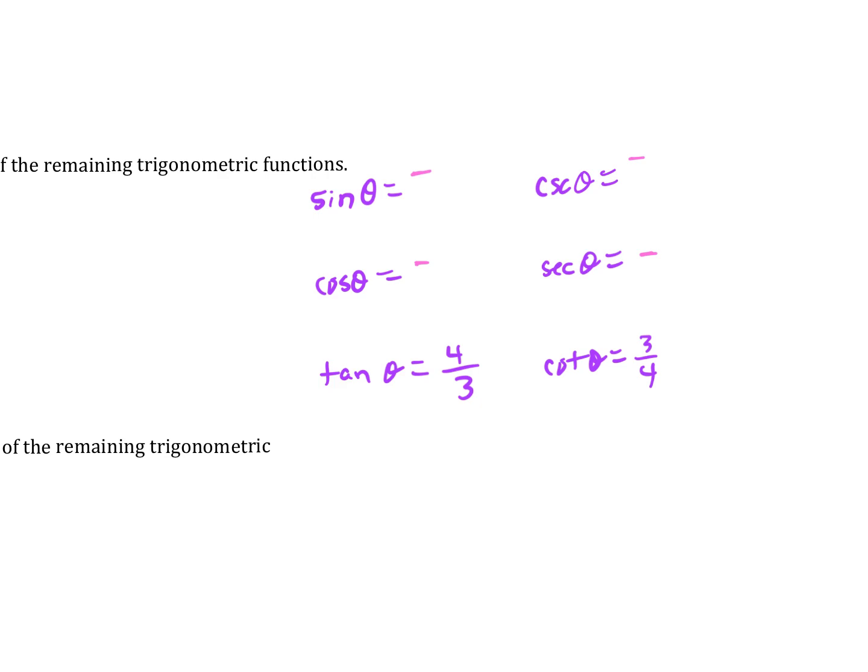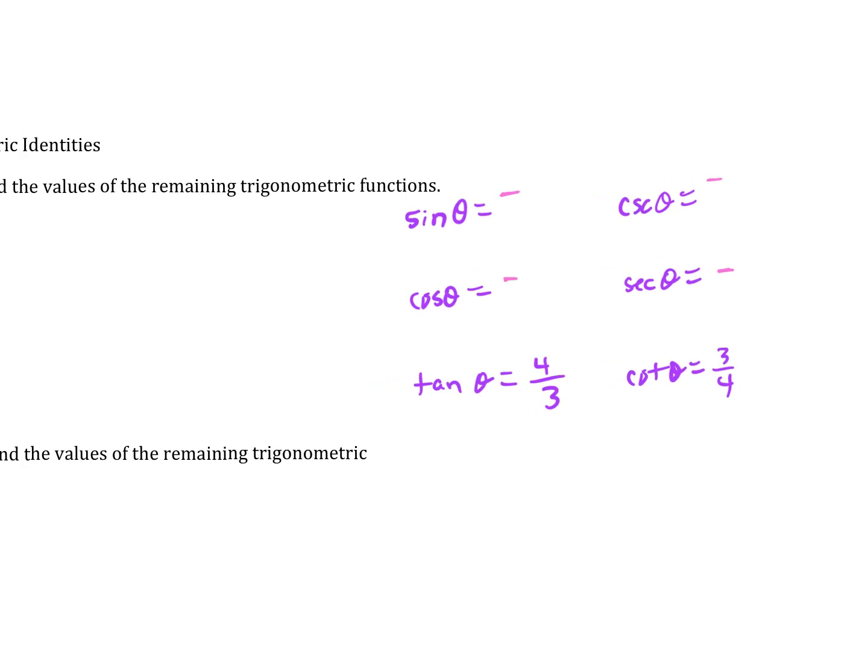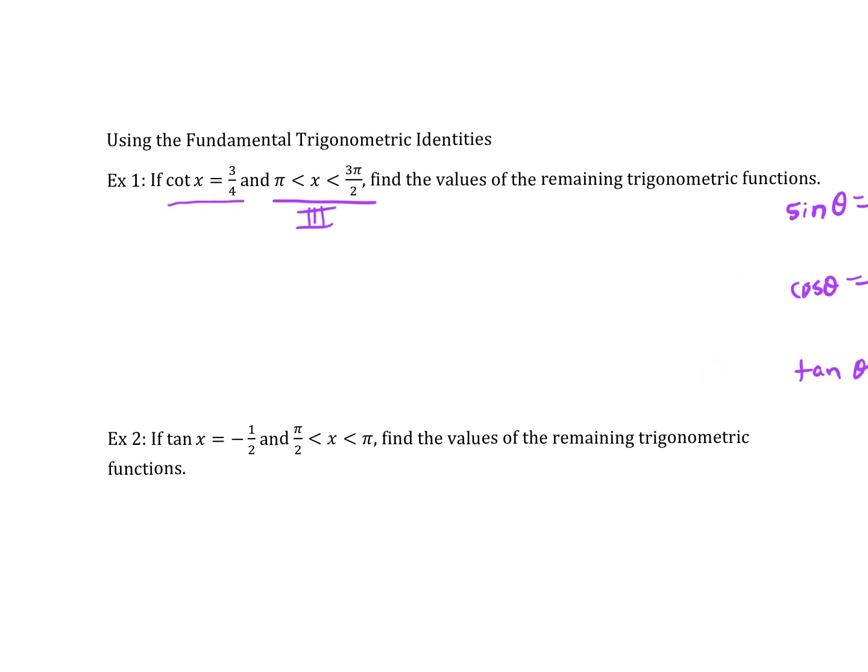How did we know it's quadrant 3 again? It was saying that from this right here, from pi to 3 pi over 2. So if you look in the unit circle from pi to 3 pi over 2, that's the interval of quadrant 3. Does that help?